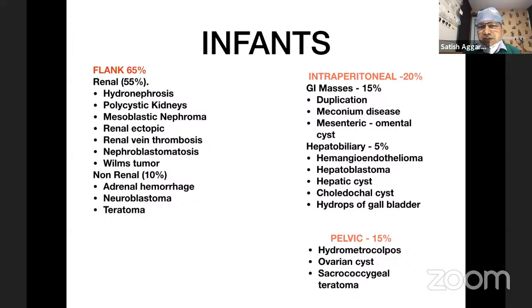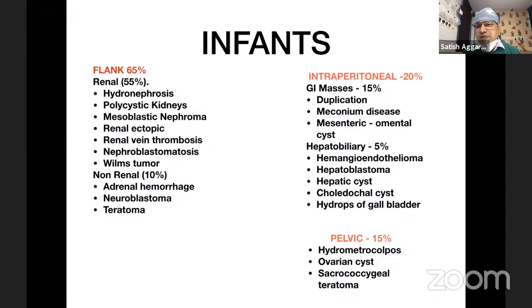And what can arise from the kidneys? If it is cystic, it is hydronephrosis or polycystic kidney. If it is solid, it is either a mesoblastic nephroma or Wilms tumor. Sometimes non-renal tumors can also be there, but they are very uncommon, like adrenal hemorrhage or a neuroblastoma or even a teratoma, retroperitoneal teratoma. But that differentiation is not very important in your clinic. If you pick up a flank mass, then think of this differential diagnosis and think of further workup.